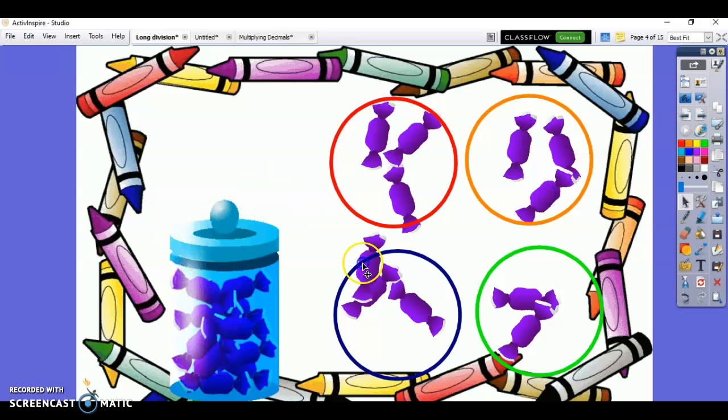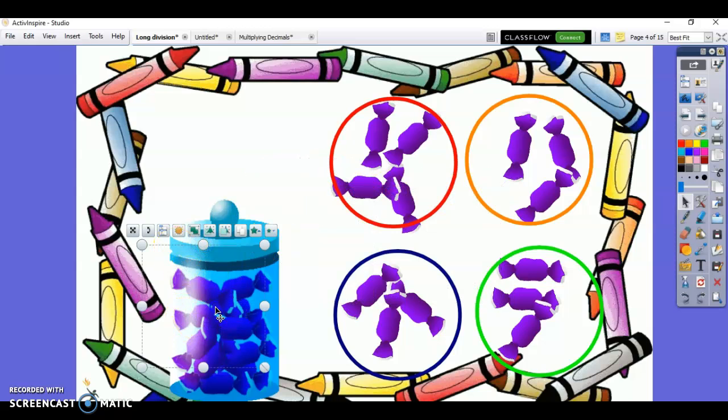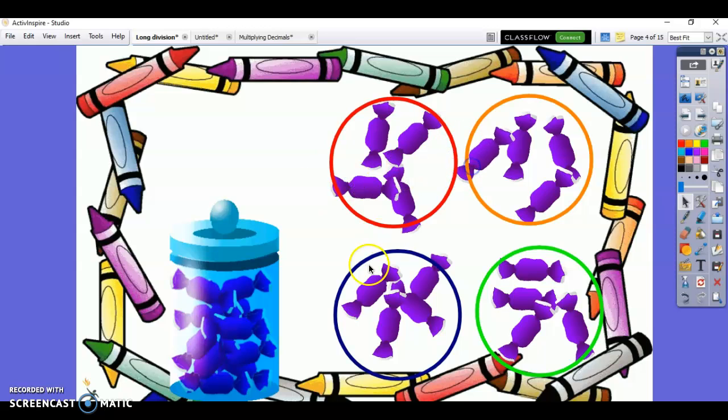3, 3. And then I'm going to give each student 4. And so I have 4. Oops. I need 4 in here. So here I have 16 and I'm trying to get to 20. So I'm going to do one more to each one of these.